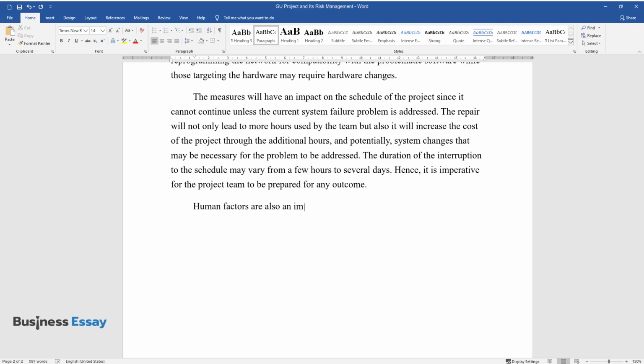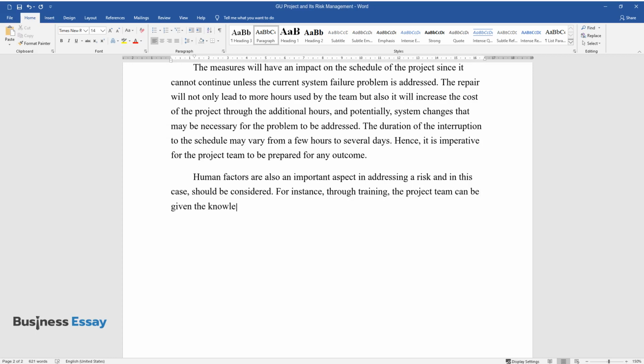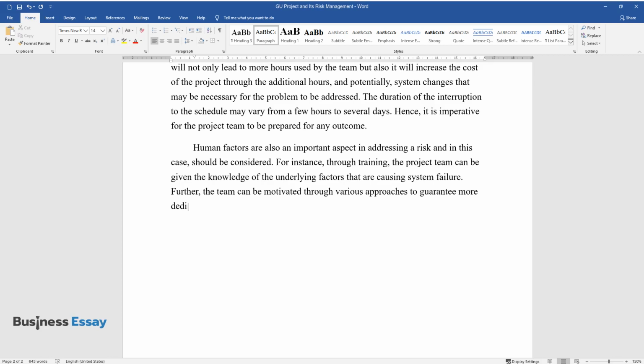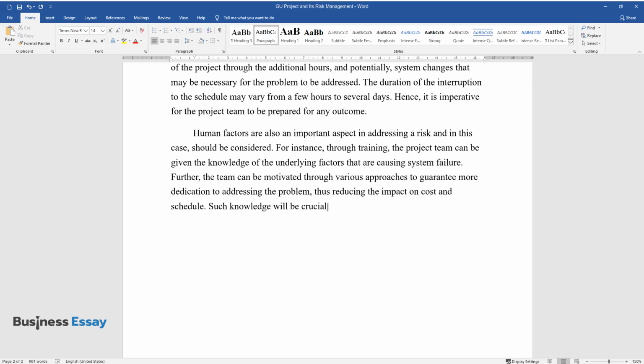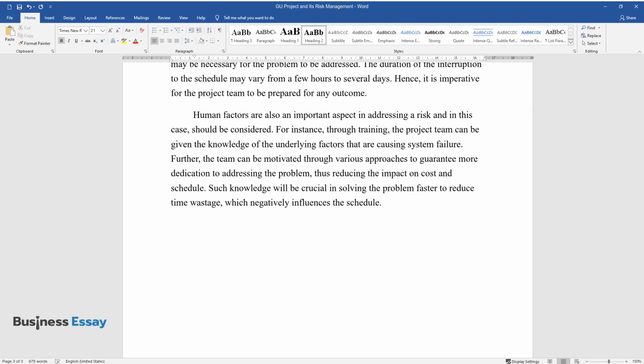Human factors are also an important aspect in addressing a risk and in this case, should be considered. For instance, through training, the project team can be given the knowledge of the underlying factors that are causing system failure. Further, the team can be motivated through various approaches to guarantee more dedication to addressing the problem, thus reducing the impact on cost and schedule. Such knowledge will be crucial in solving the problem faster to reduce time wastage, which negatively influences the schedule.